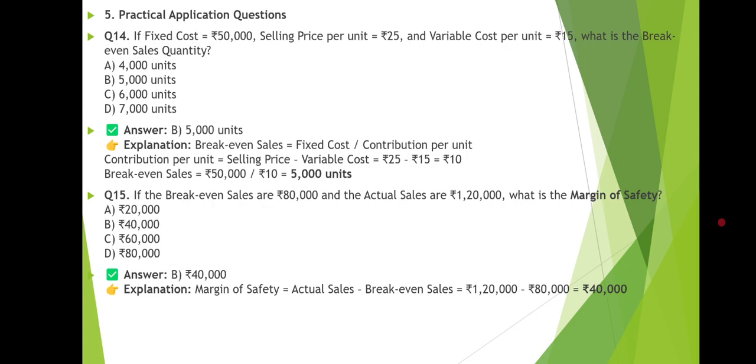Okay, next question we have: if the break even sales are 80,000 and the actual sales are 1,20,000, what is the margin of safety? So the right answer is 40. In that way you can calculate it, we have a formula of margin of safety: actual sales minus break even sales. So 120,000 minus 80,000, then we get 40,000.